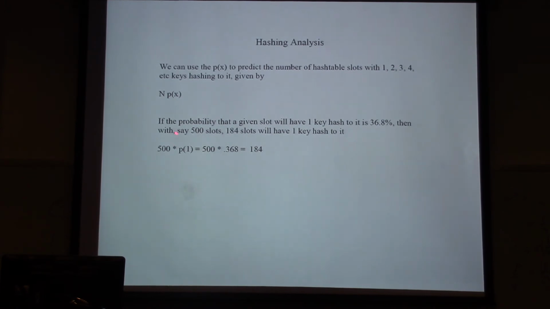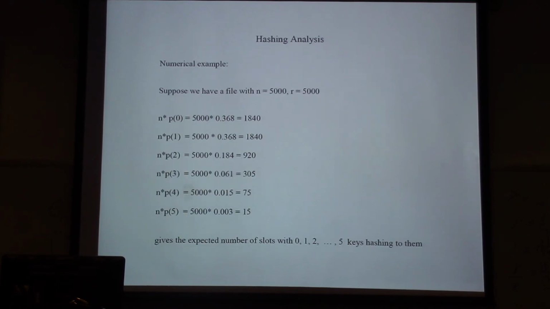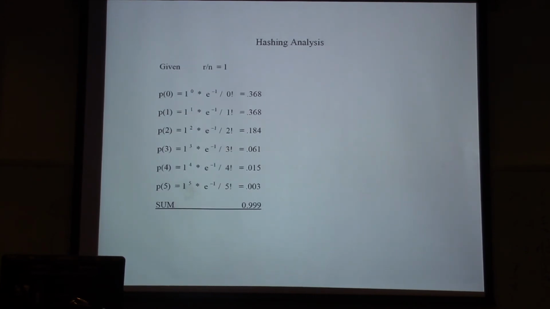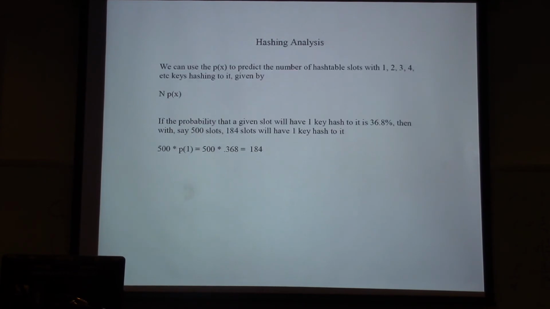The probability is 36.8, then with 500 slots. This is an example. What is the packing density here? 100%. Same, because R over N is equal to 1.